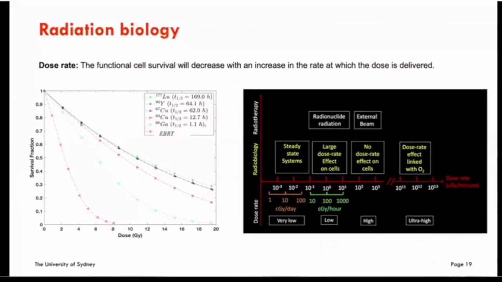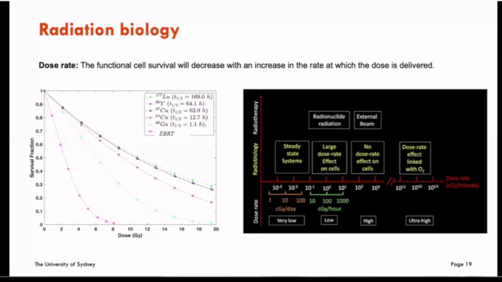Another physical factor that can impact the radiosensitivity is the dose rate. As you can see in this dose rate effect spectrum, in RNT, the dose rate effect is known to be very large, and that is due to the relatively low dose rate emission from the radionuclides that are used in RNT.